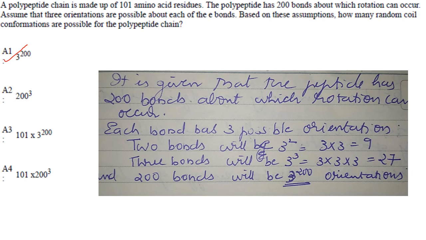Assume that 3 orientations are possible about each of the bonds. So the bonds can rotate and they can give rise to 3 orientations about each of the bonds. So each bond has 3 possible orientations. Then, based on these assumptions, how many random coil conformations are possible for the polypeptide chain? So each bond has 3 possible orientations. 2 bonds will have 3 square, that is 9. 3 bonds will have 3 cube, that is 27 possible orientations, and 200 bonds will have 3 raised to 200 orientations. So answer is option 1.